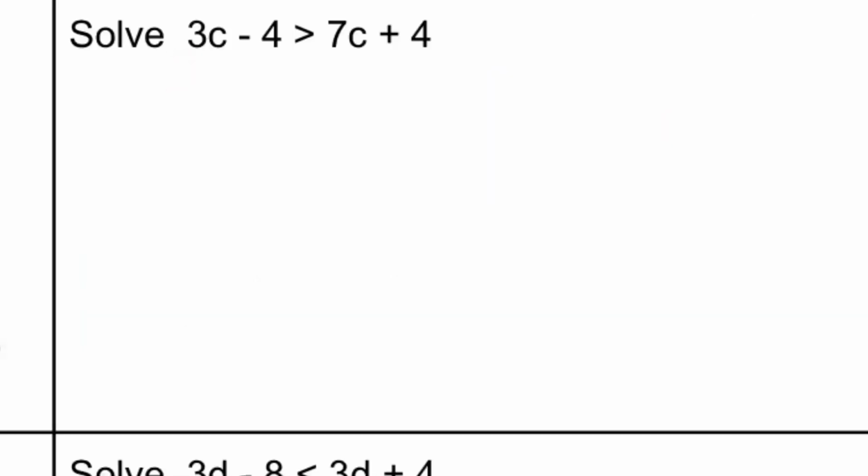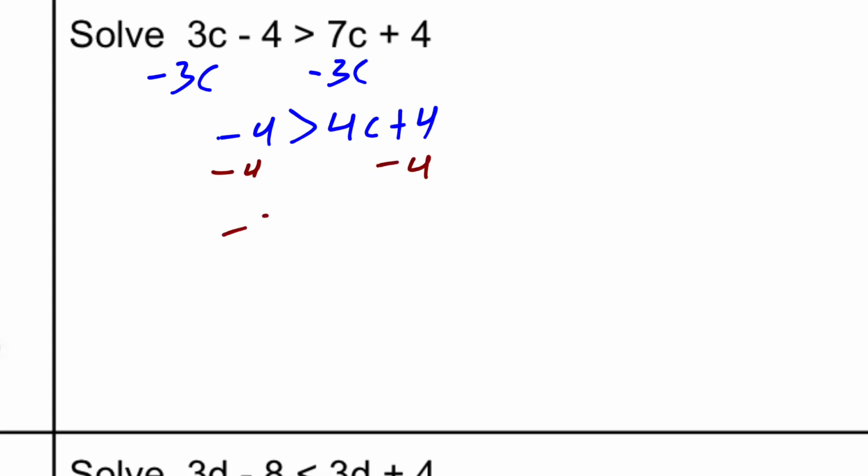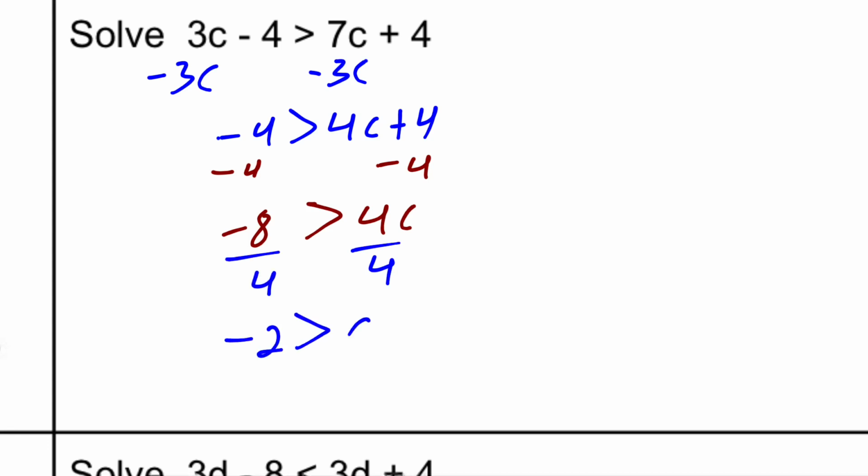Move the c's to the same side. -4 greater than 4c plus 4. Now it's like a two-step, -4. -8 is greater than 4c. Divide by 4. -2 is greater than c. If I want to rewrite it with c on the left, remember that the inequality has to change its orientation.